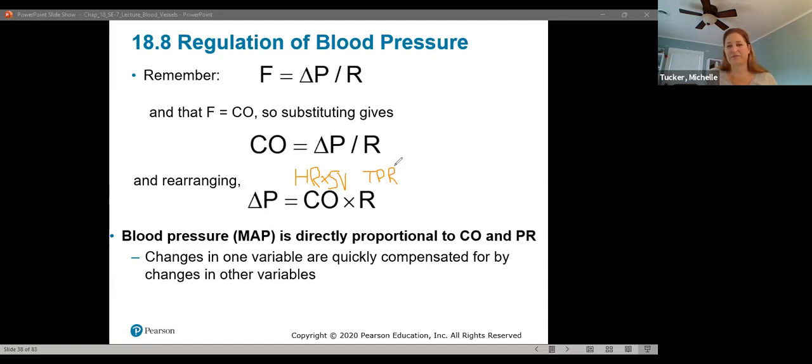Mean arterial pressure is directly proportional to changes in heart rate, changes in stroke volume, and changes in total peripheral resistance. So you increase heart rate, you're going to increase mean arterial pressure, increase stroke volume, same, and increase total peripheral resistance, you'll also get an increase in mean arterial pressure. This one, you do need to remember that pressure is directly proportional to cardiac output and resistance.